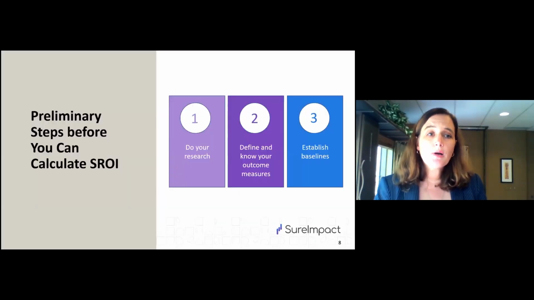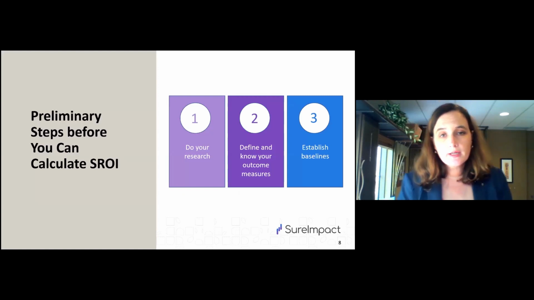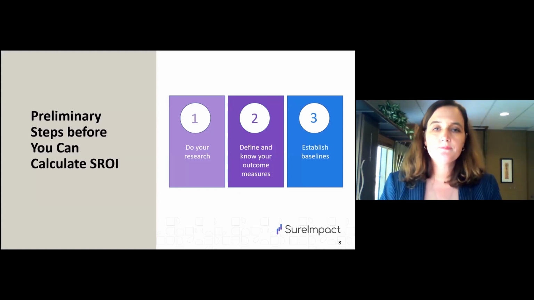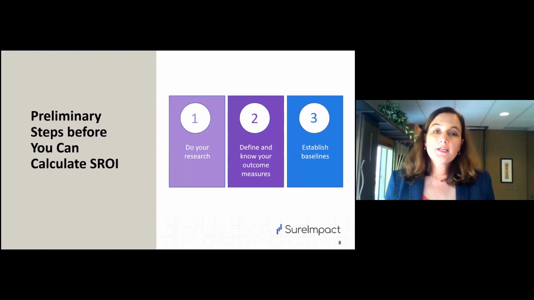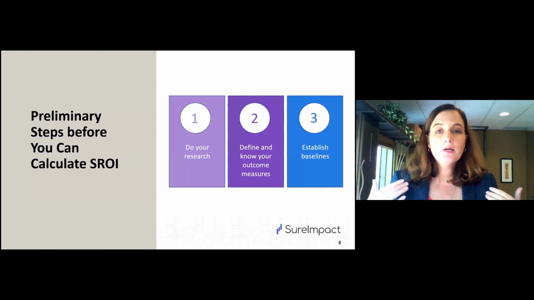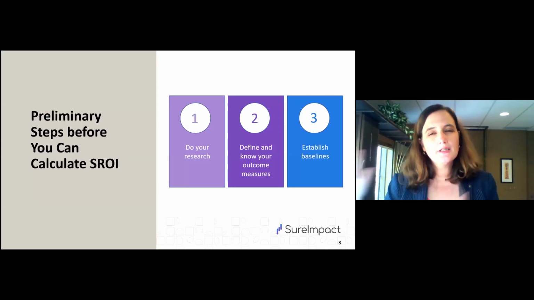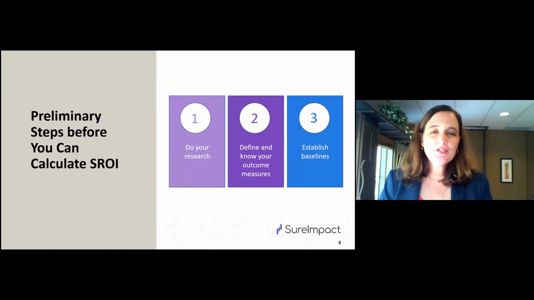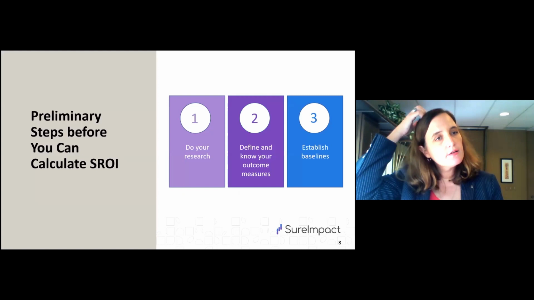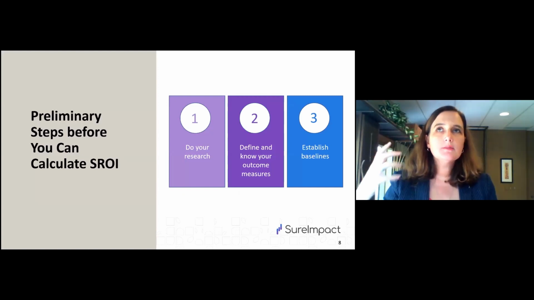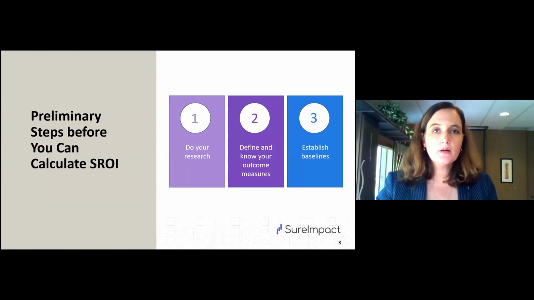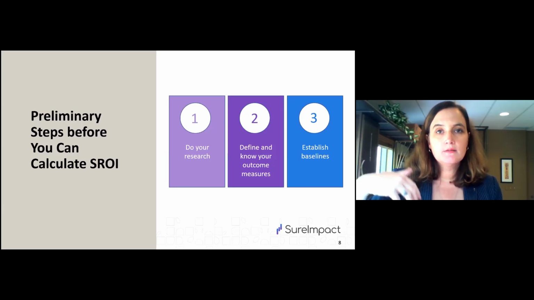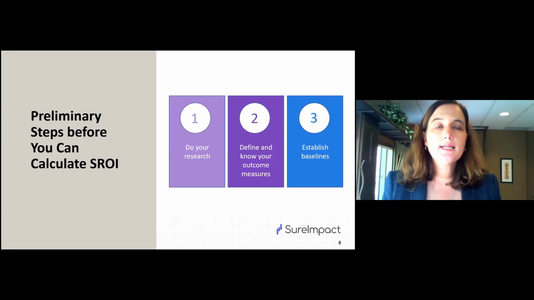So there are 3 primary steps you need to do before you can calculate your social return on investment. The first thing you need to do is your research. Actually, it's the third thing you need to do, but you just need to do all these 3 things. So you need to do your research. You need to understand what is the public benefit that your services provide. Do you increase economic development in your community?